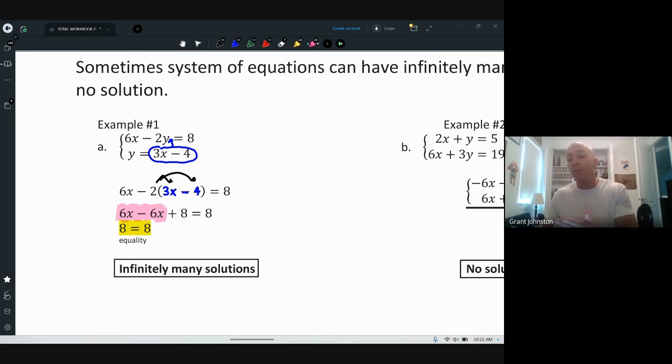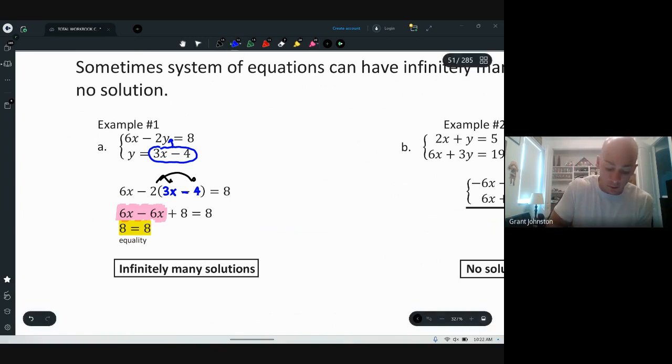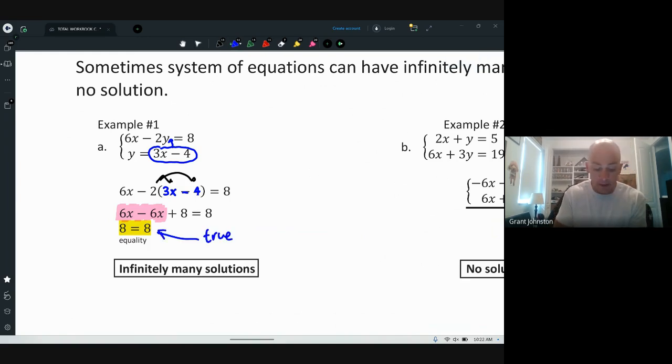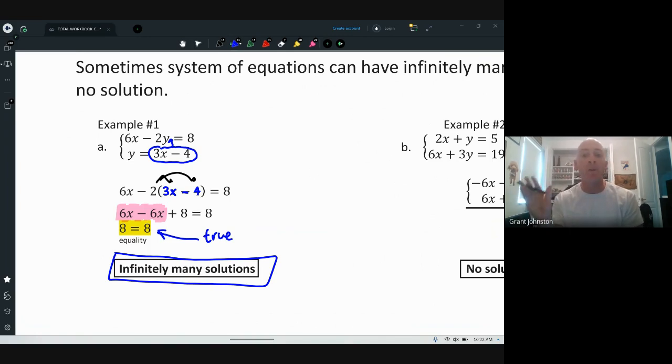If this ever happens to you when you solve, the variable eliminates and you get a statement that I'm going to call a true statement. This is an equality. This is true. We're going to say there's infinitely many solutions. I could go into a whole spiel of why, but I'm not going to get into that right now. It actually means that those equations are the same equation. So there's an infinite number of solutions to this.